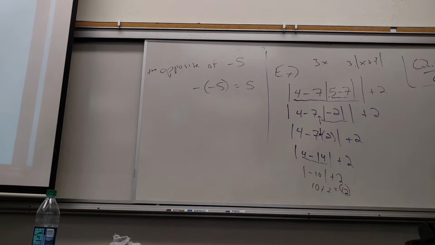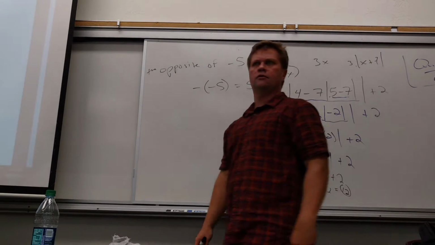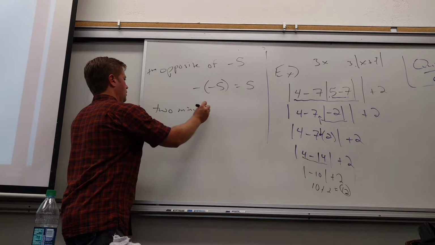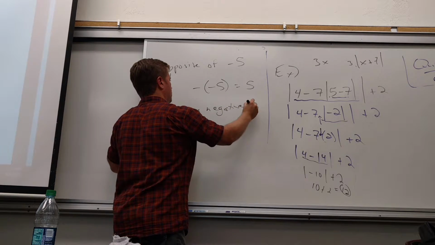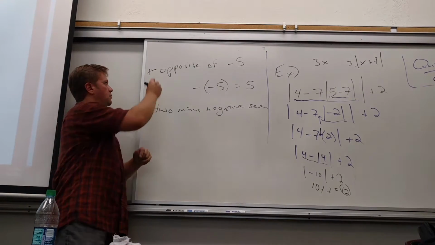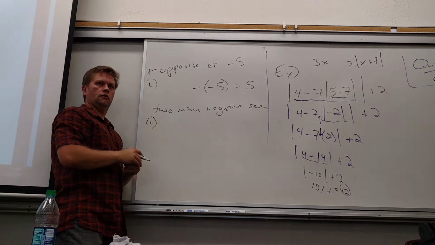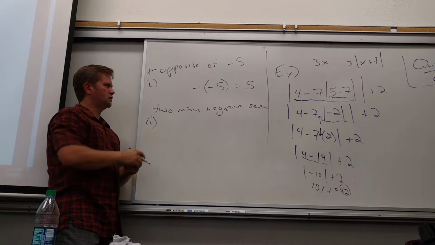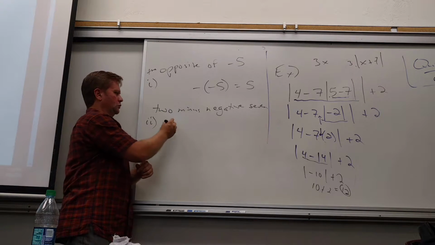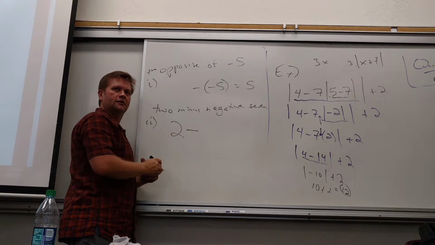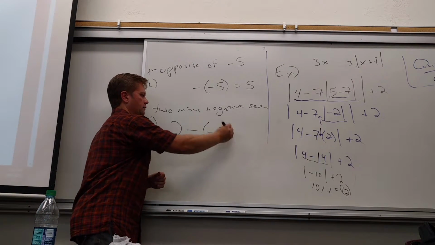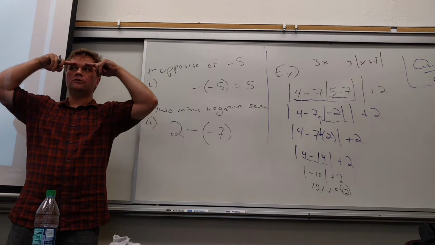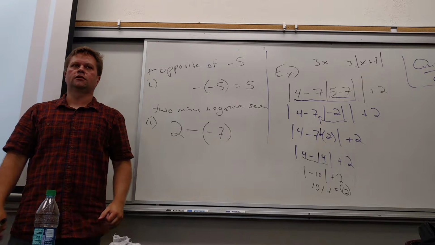2 minus negative 7. Can you write 2 minus negative 7 in math? What does that look like in math? Negative 7 minus 2. You said that in reverse. 2 minus, parentheses, negative 7. Okay. So that you don't have two minus signs become one.